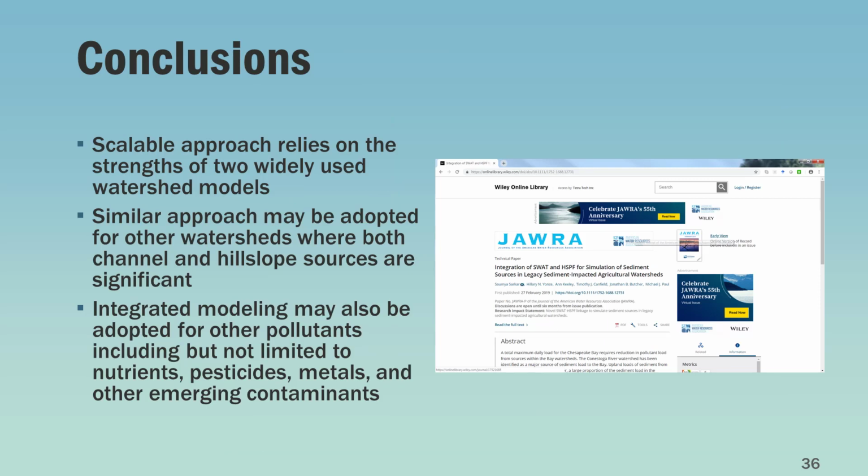So what are the conclusions of this study? It is a scalable approach that relies on the strength of two widely used watershed models, SWAT and HSPF. Similar approaches may be adopted for other watersheds, but both channel and hill slope sources are significant. Integrated modeling may also be adopted for other pollutants, including but not limited to nutrients, pesticides, metals, and other emerging contaminants.